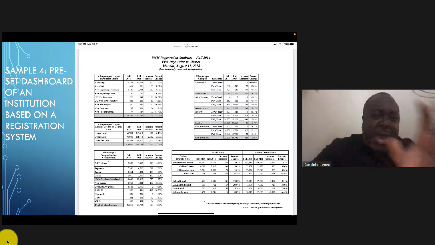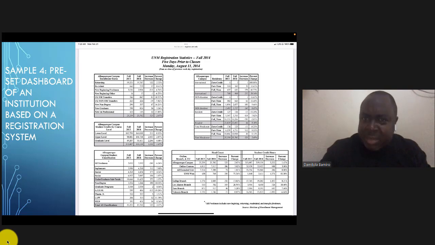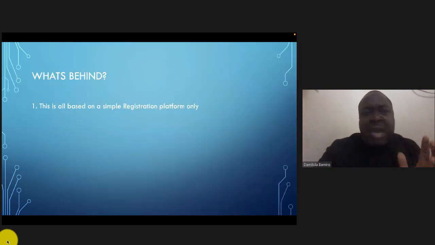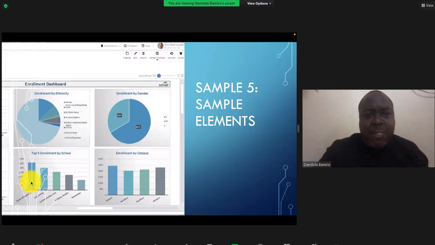This tells you what's behind this system. This just tells you that this dashboard is majorly connected to a registration management system. So as the registrations are going on, this dashboard is picking numbers and arranging them in such a way that it tells the institution exactly what's going on. So like I said, what's behind this is just a simple registration platform.